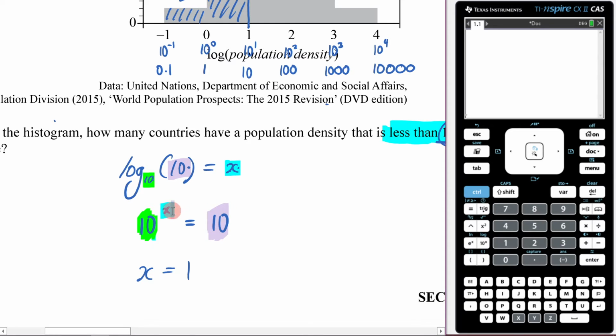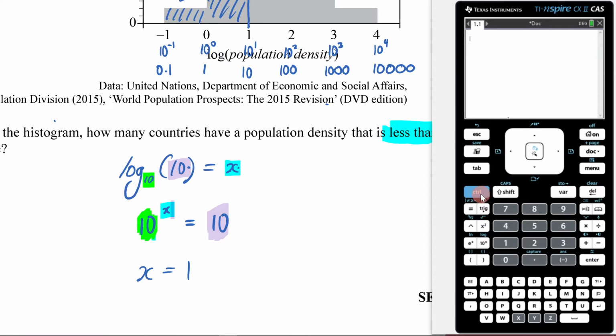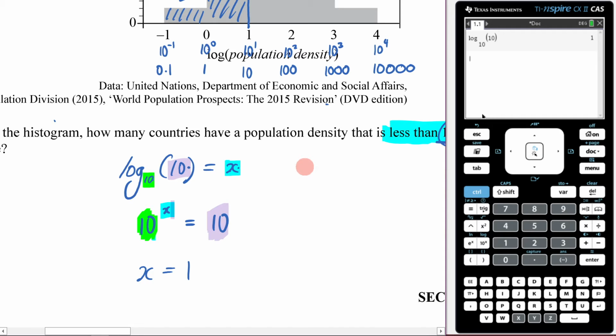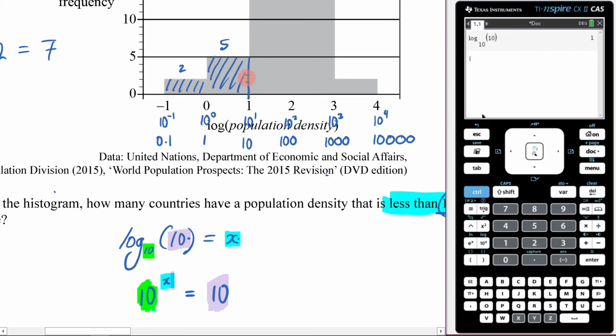So obviously, x has to be equal to 1. 10 raised to the what power is equal to 10? X has to be equal to 1 there. You could do this on your CAS. You could come over here and go control log. Remember, you don't have to type in 10 there because it assumes that it's 10. Type in 10. It's going to be 1. Can you see how it popped it right in there when we hit enter? So log of 10 is 1. So in other words, we just want everything less than 1. So you'd come up here. Well, here's 1. Everything less than 1, 5, 2, there.